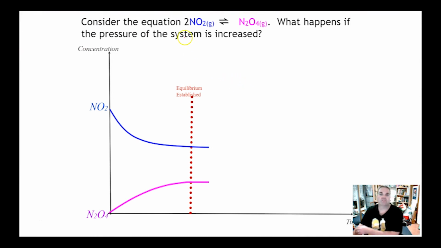So if we go to this reaction, nitrogen dioxide, which is a brown gas, forming N2O4, which is colourless. If we increase the pressure of the system, what happens? Well, the first thing we need to remember is that increasing the pressure of the system increases the concentration. So again, I'm going to use my purple here to represent the N2O4. We're increasing the pressure, so straight away concentration increases. Same for the nitrogen dioxide up here in blue, so that concentration increases as well.